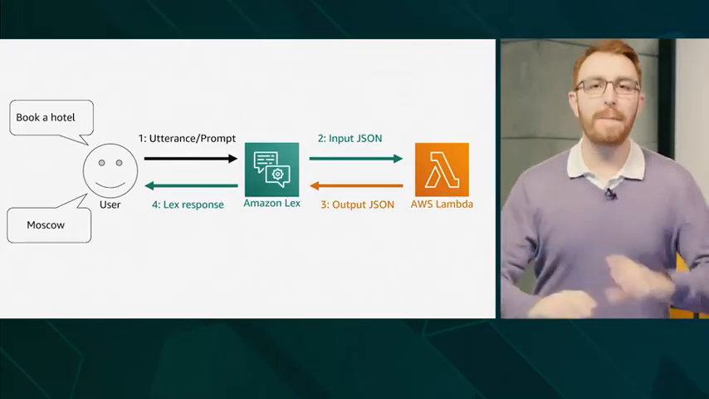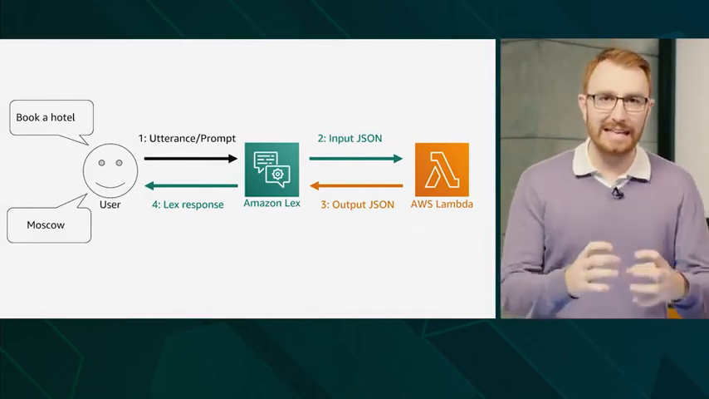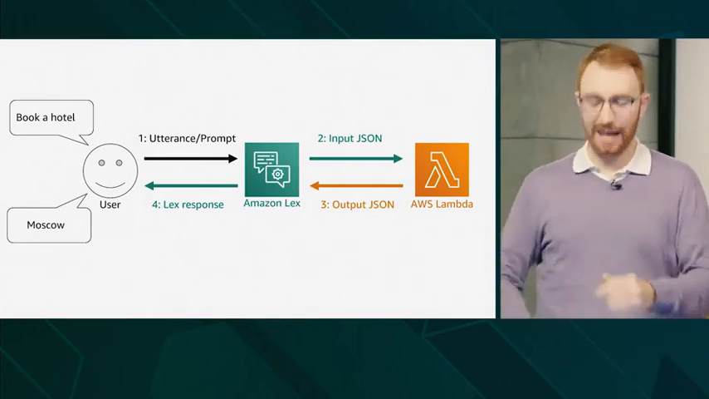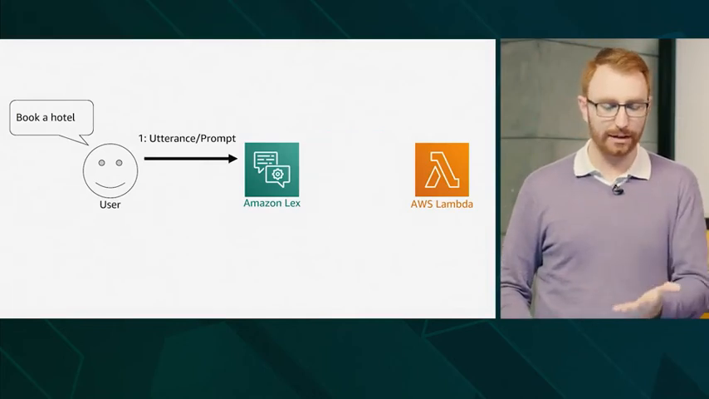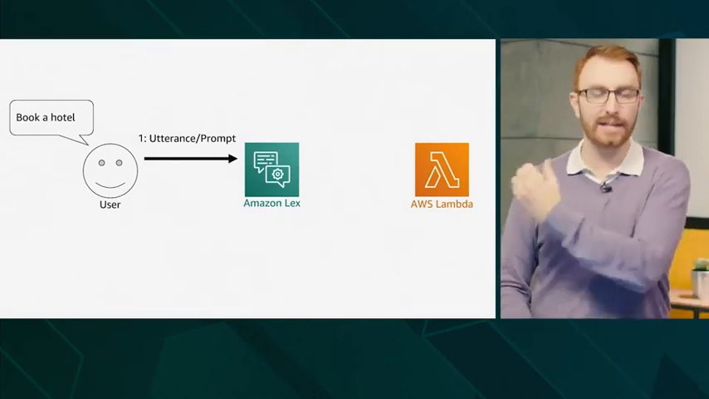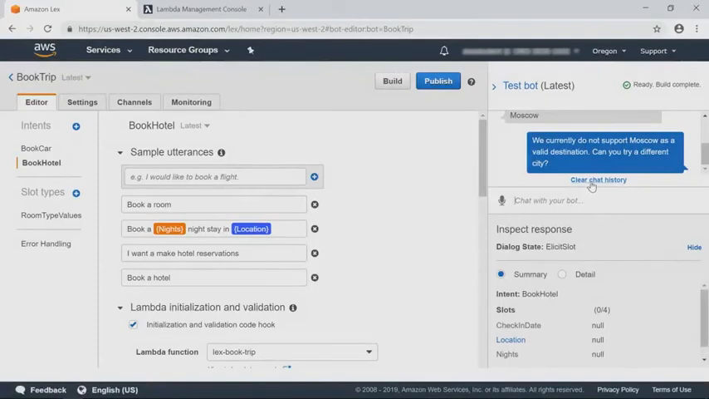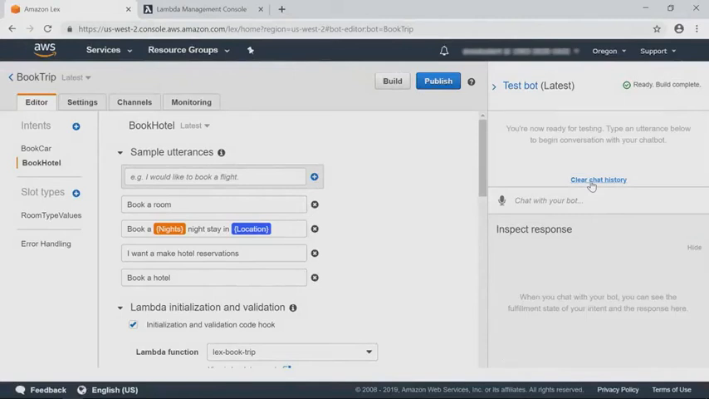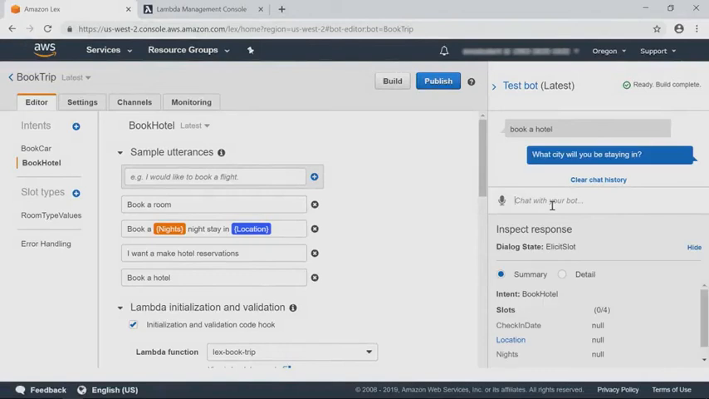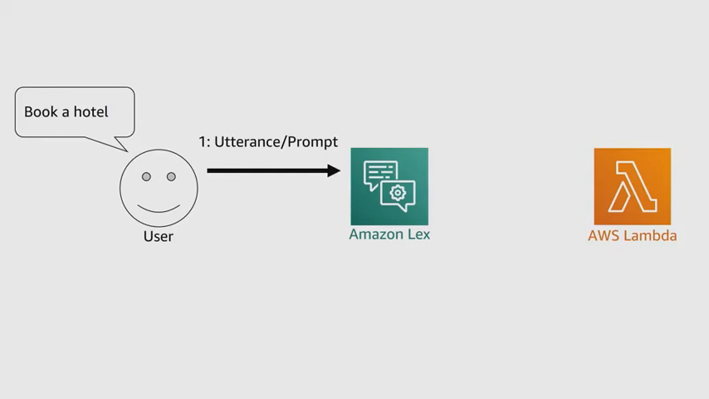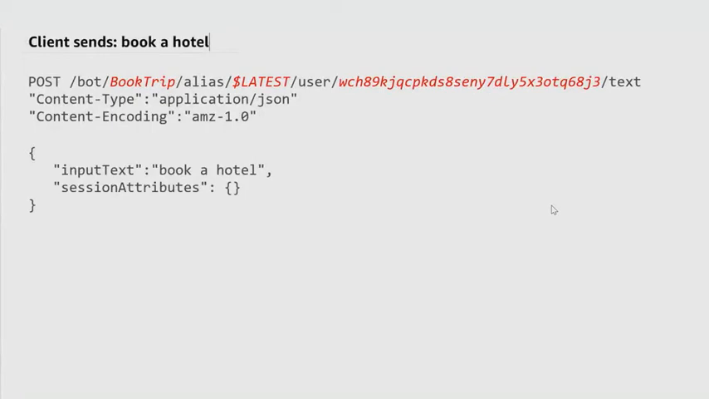Now, remember that the first step is the data sent from the client into Lex. So if I roll back a little, I have book a hotel, and the data gets sent into Lex. Let me restart this test by clicking on Clear Chat History. I'll book a hotel. Let's see what is sent into Lex in this case, because remember, I have the utterance that is now sent into Lex. Let's take a look at that JSON payload.